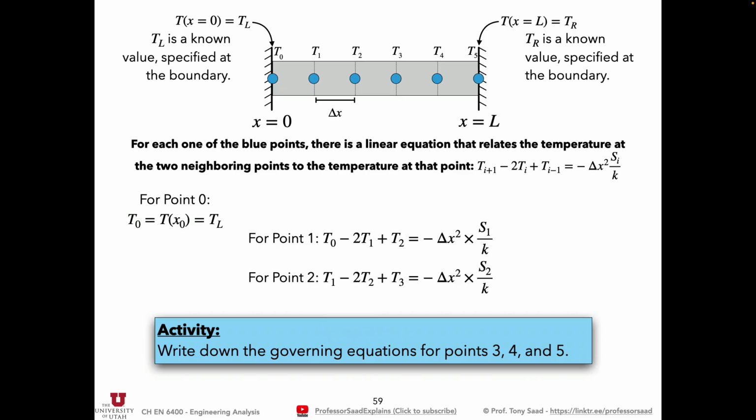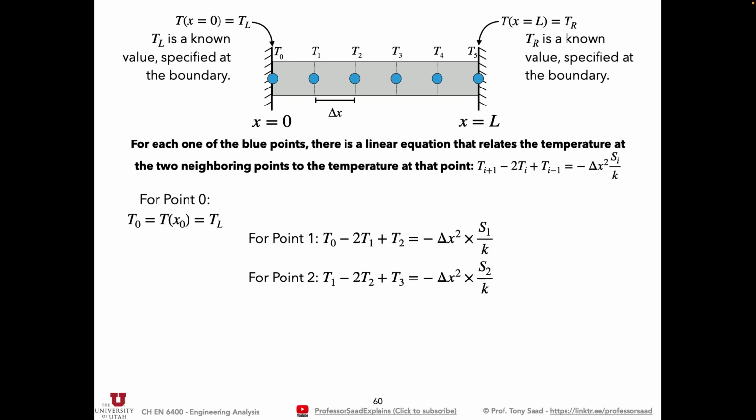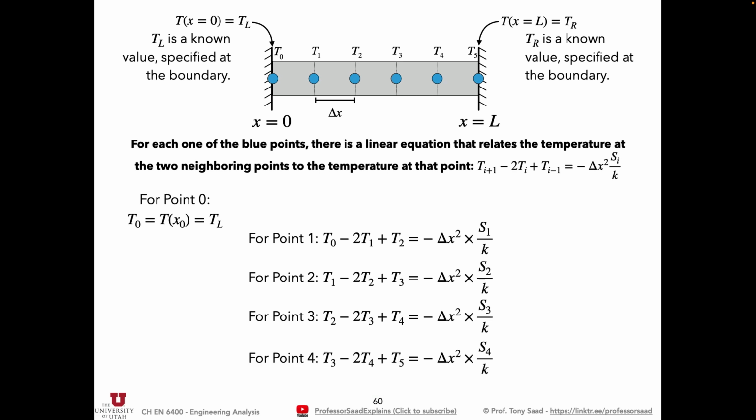Okay, so what is it at point 3? S3, that's correct. Don't forget the S, that's correct. And then same thing at point 4. Okay, you have T3 minus 2T4 plus T5 equal minus delta x squared times S4 over K. And then for point 5, T5 equal TR, right? T right.